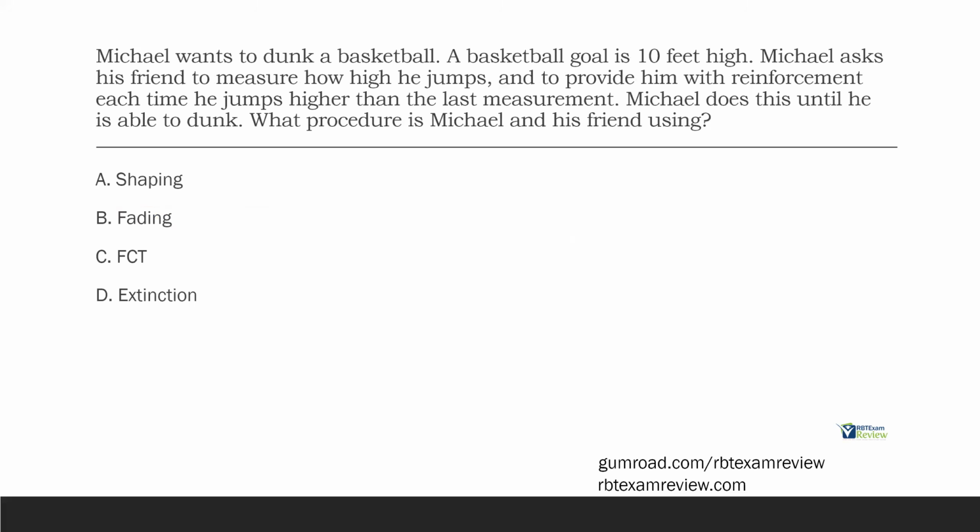Michael wants to dunk a basketball. A basketball goal is 10 feet high. Michael asks his friend to measure how high he jumps and to provide him with reinforcement each time he jumps higher than the last measurement. Michael does this until he is able to dunk.